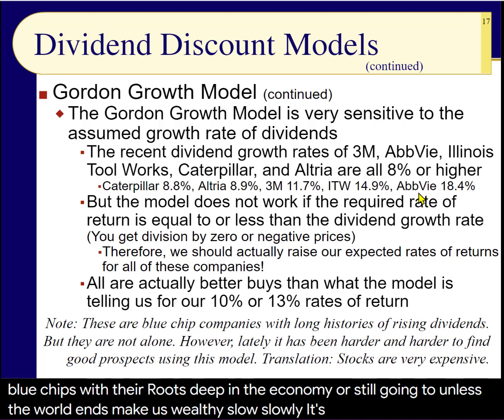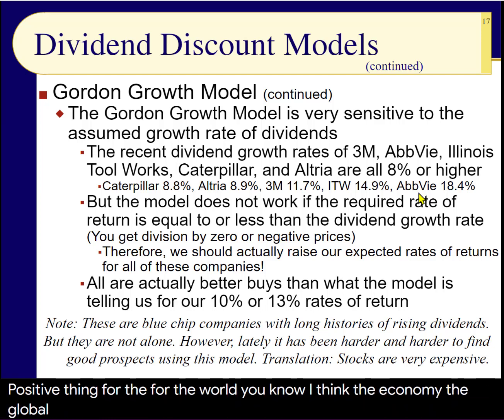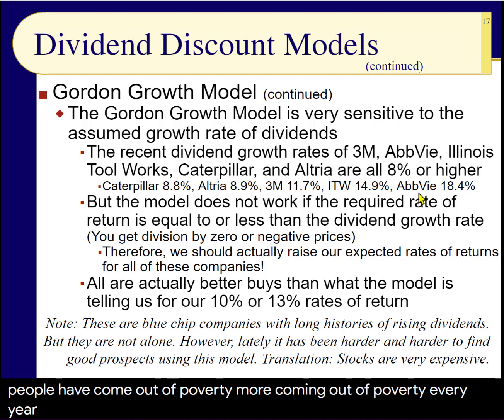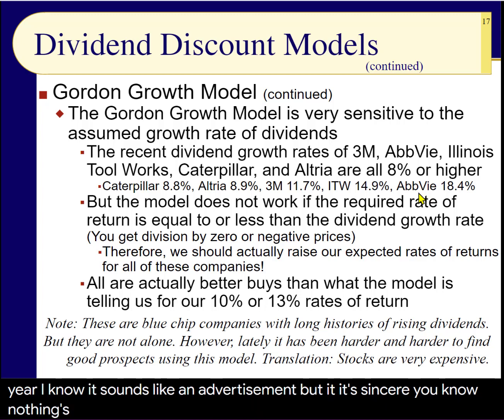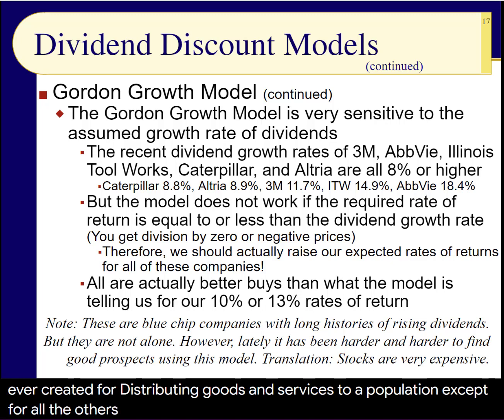And I think it's a very positive thing for the world. I think the global economy is growing. Hundreds of millions of people have come out of poverty, and more are coming out of poverty every year. I know it sounds like an advertisement, but it's sincere. Nothing's perfect. Certainly not capitalism. It might be the worst system ever created for distributing goods and services to a population, except for all the others. Okay, let's continue.